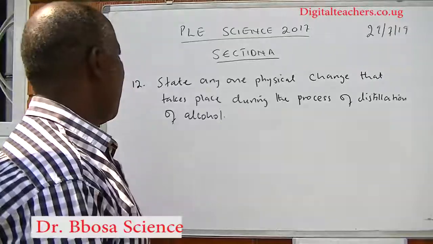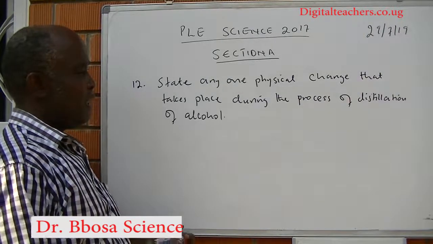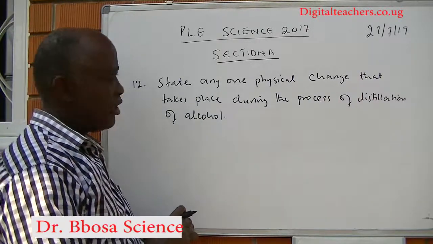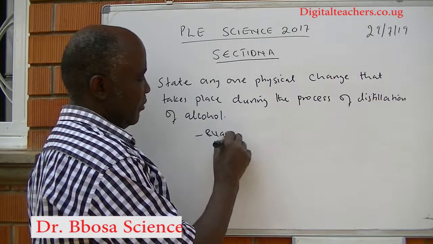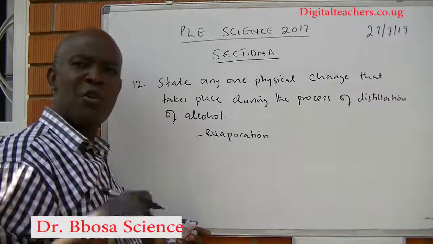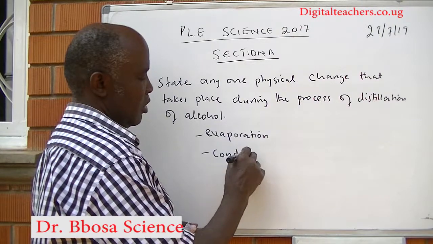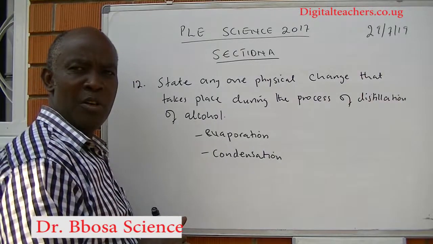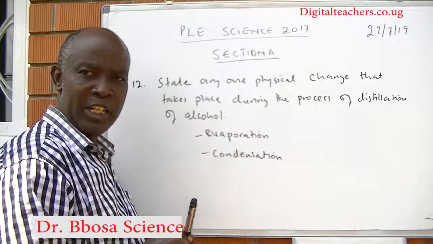Number 12, state any one physical change that takes place during the process of distillation of alcohol. There is evaporation. First, alcohol turns into vapor, and then there is condensation. Then the alcohol vapor turns into a liquid and is collected.